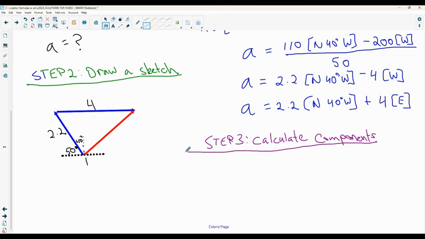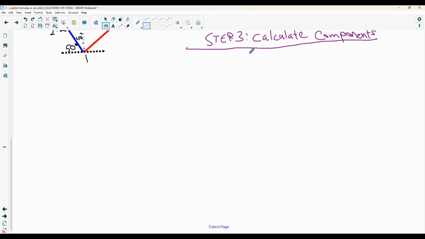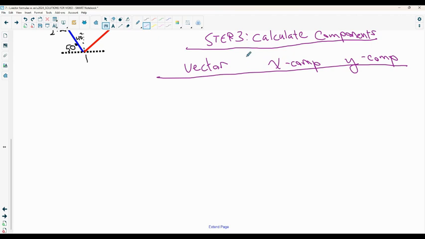Awesome. Now we know we like to use a table for this, right? So let's make ourselves a little table. We're going to say we got a vector, and we got an x component, and we got a y component, and we're going to need to figure those out. So like that and like that. Nice.